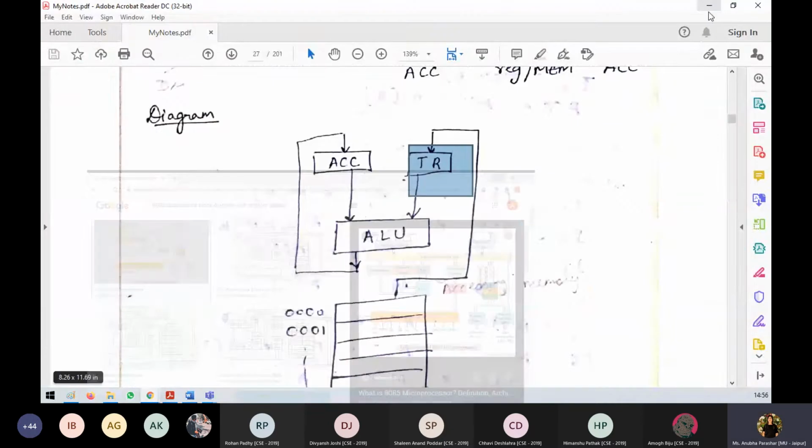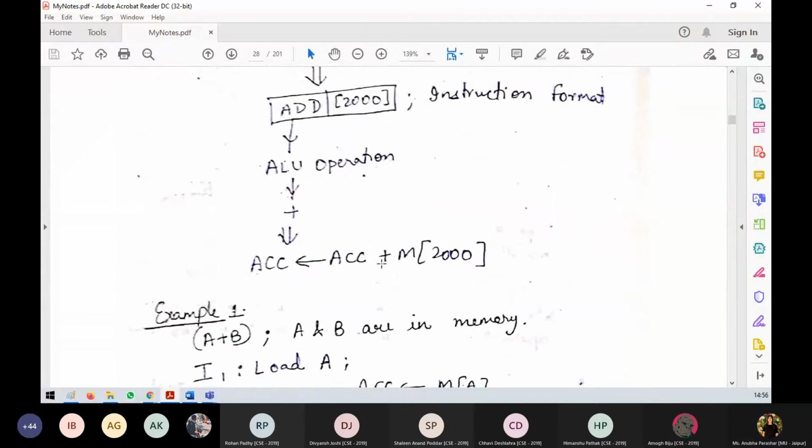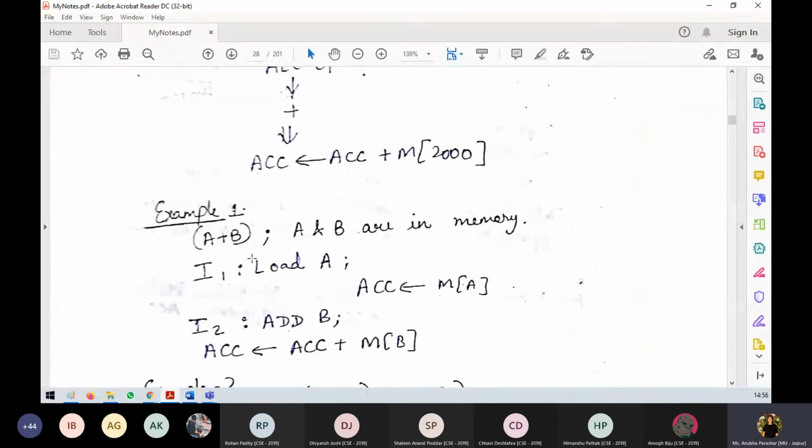Now, yes. So when I say load A, it will load value of A in the accumulator. First of all, we have defined A and B as lying in memory. Memory means in RAM. So some address will be generated. That address will be loaded in the accumulator. Now the accumulator has the address of the memory. So as soon as it accesses that address, the data will be fetched to the accumulator.